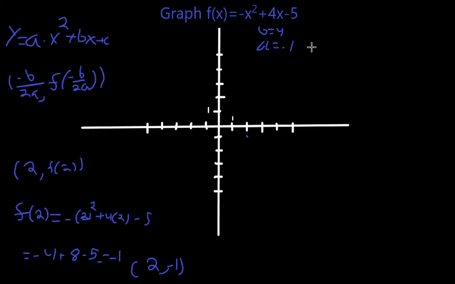Now a is negative 1. That means there's no stretch or shrink. But since a is negative, that tells me that there is a flip. So instead of going up, I'm going to be going down. So my parabola is going to open down, is what we say. Okay. So now when I go over 1, I go down 1 because there is no stretch or shrink. And so when I go over 2, I've gone down 4. So my parabola should look something kind of like this. And here I have no roots.